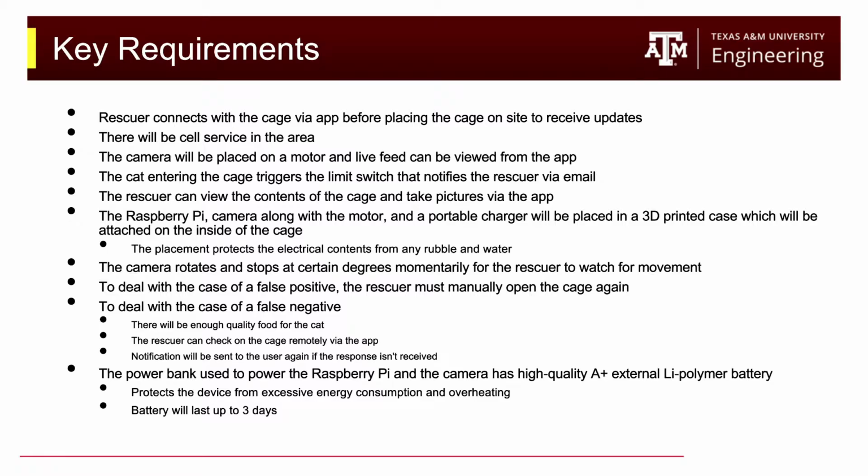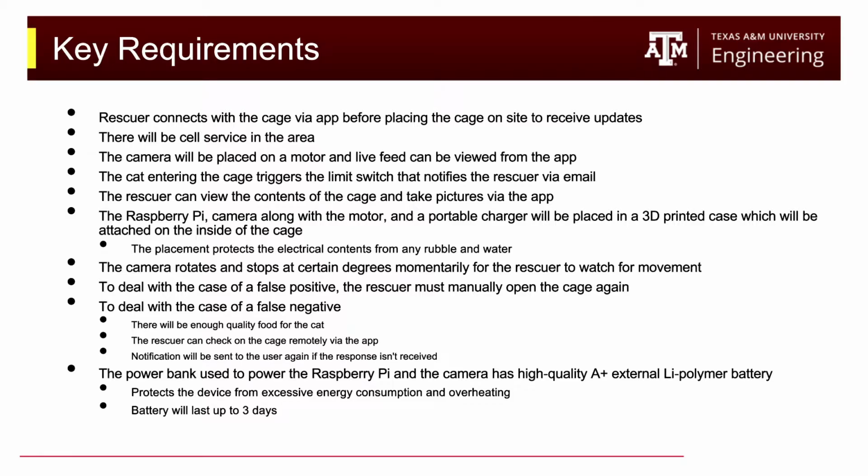In the event of a false positive, the rescuer must approach the cat catcher in order to open the door again. On the other hand, in the event of a false negative, there will be enough food for the cat to prevent it from starving. The rescuer will still have the ability to check on the cat catcher via the application, and the rescuer will be notified again if the response from the rescuer or the user isn't received.